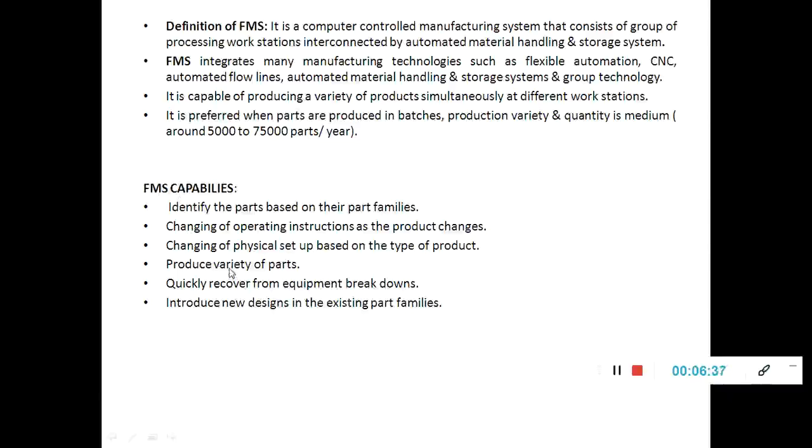A variety of products can be produced with the help of an FMS because the modification is made on similar products. That's why any type of variety of products can be produced within a short period of time. Then if any breakdown happens in the automated flow line, that can be recovered very quickly with the help of an FMS. And finally, introducing new designs in the existing part families. So these are some of the capabilities of a flexible manufacturing system.